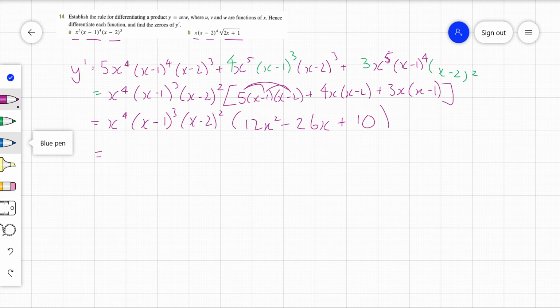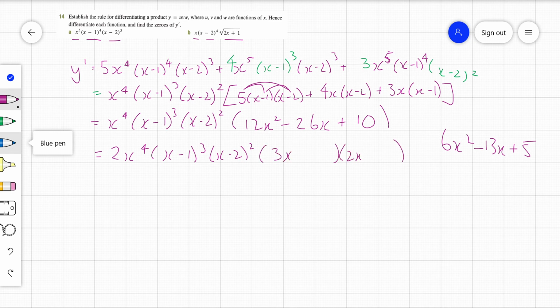Alright, so what I'm going to end up with, I can definitely put a 2 out the front here. So I am going to get (x minus 1) cubed, (x minus 2) squared. I'm going to have to factorize 6x squared minus 13x plus 5, which we could do by observation. So it should be 1 and a 5, and they're both minus. So you get something like that. If you wanted to keep going, you could do that, and then you can find stationary points easily.